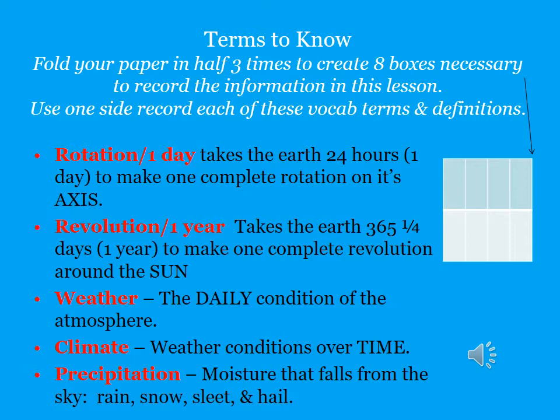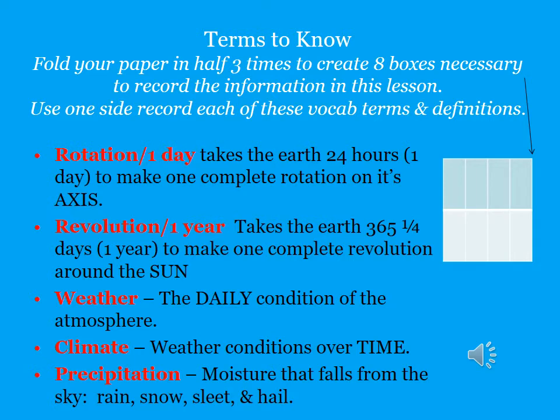Okay, so terms that you need to know: rotation equals one day, meaning it takes Earth 24 hours to make one complete rotation on its axis. And a revolution is 1 year. It takes the Earth 365 and a quarter days to make one complete revolution around the sun. This is one reason why every fourth year we have what we call a leap year, to make up for that extra quarter day.